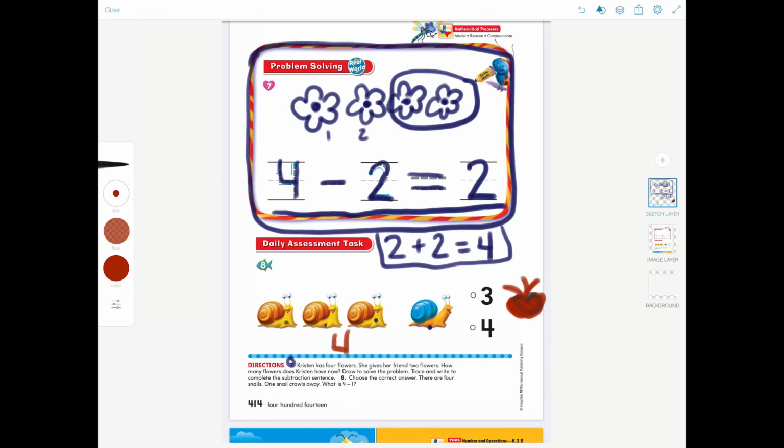So then we have 4 is our starting number. We take away 1, and then how many are we left with? This guy goes away. So that means we have 1, 2, 3 who are left over. So our number sentence would be written 4 minus 1 equals 3. And then we would just fill in our number 3 here to show our answer.